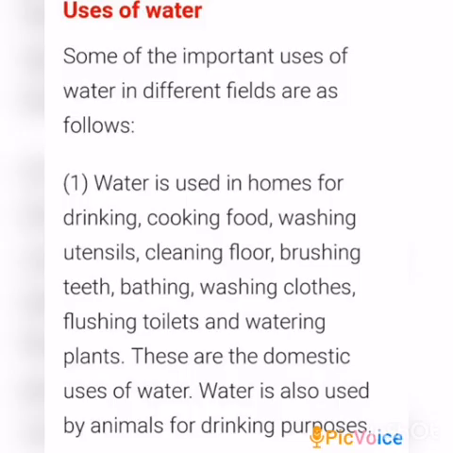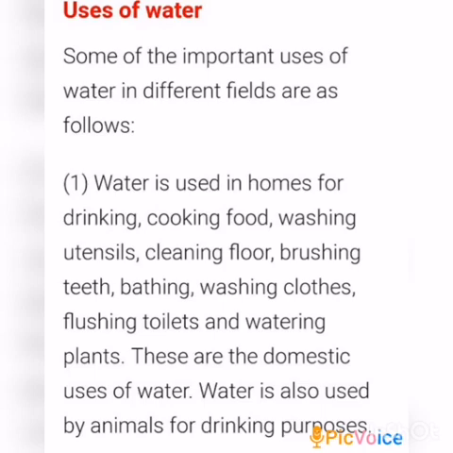Let's see some uses of water. Some of the important uses of water in different fields are as follows. First one, water is used in homes for drinking, cooking food, washing utensils, cleaning floor, brushing teeth, bathing, washing clothes, flushing toilets and watering plants. These are the domestic uses of water. Isn't it, children? What are the domestic uses of water? Cooking, washing, brushing, bathing and watering plants.